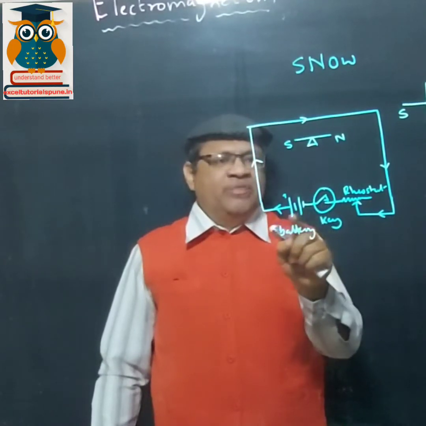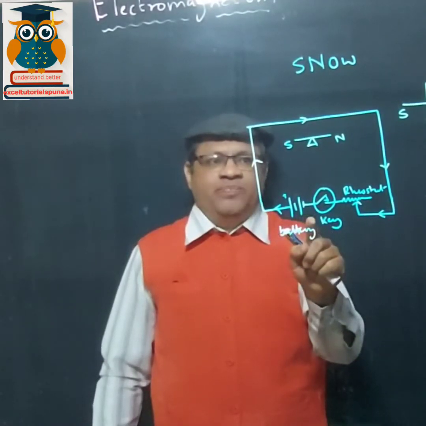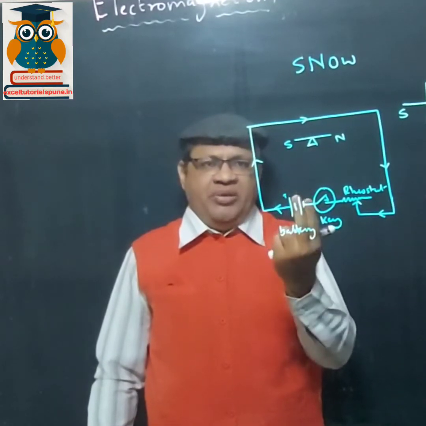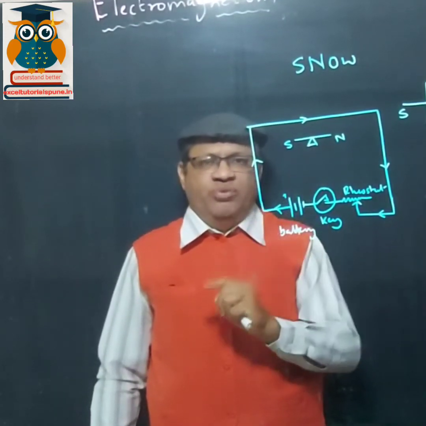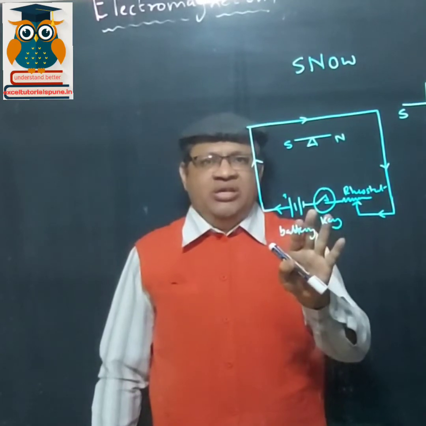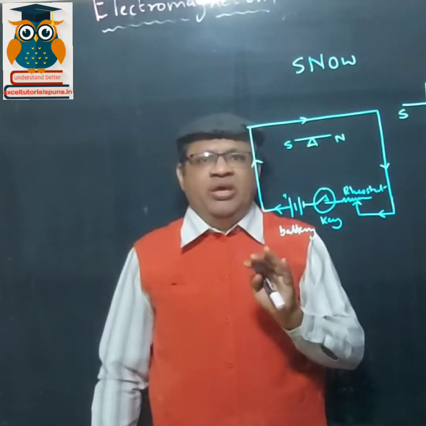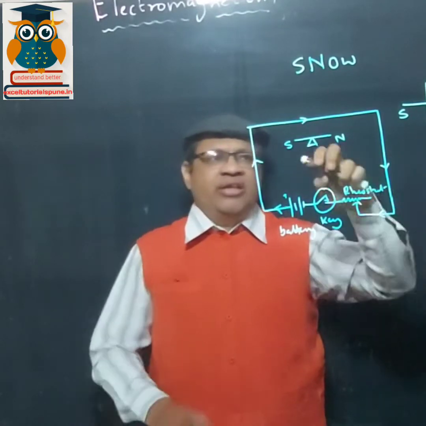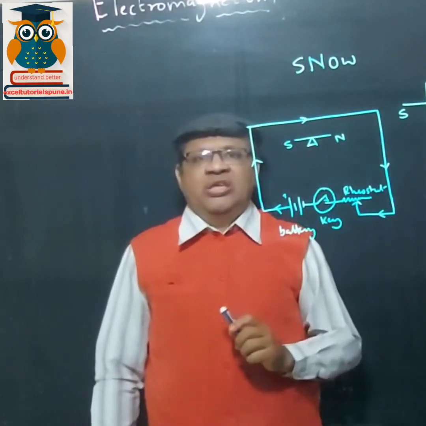Now what happens if you change the polarity of this? This is positive, this is negative. You just change the polarity, that means change the battery. Bring negative over here and positive over here. In that case, the deflection of this compass will be opposite to the west. That will be towards the east. So in that case, the compass will move towards the east.